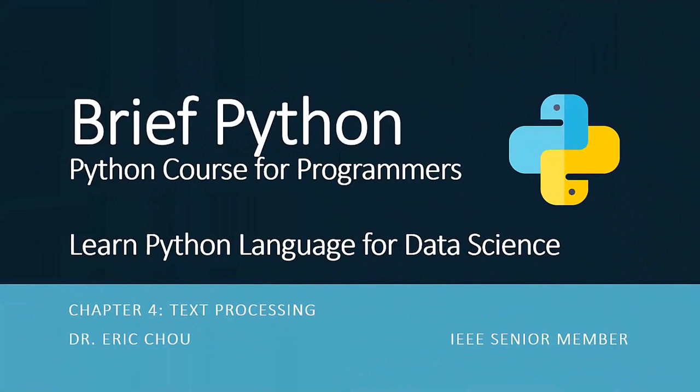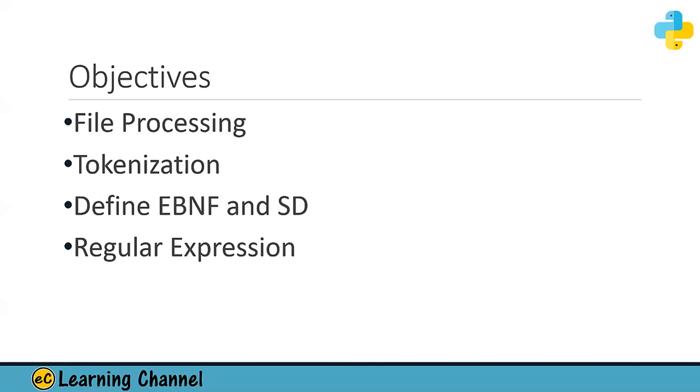Okay, chapter 4 will be on text processing. We worked on the data structure, we worked on the loop, and now we are working on text processing. We are combining things together. First we'll talk about file processing, then tokenization, then extended Backus-Naur form, then the syntax diagram, and then regular expression.